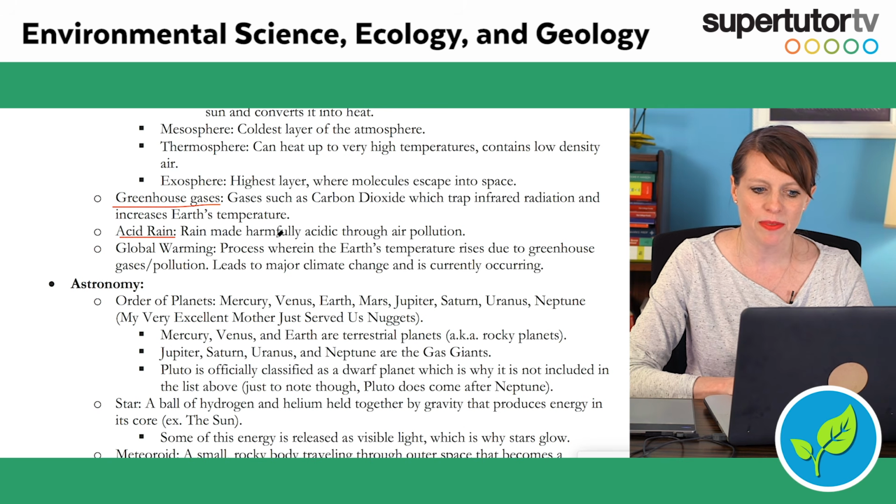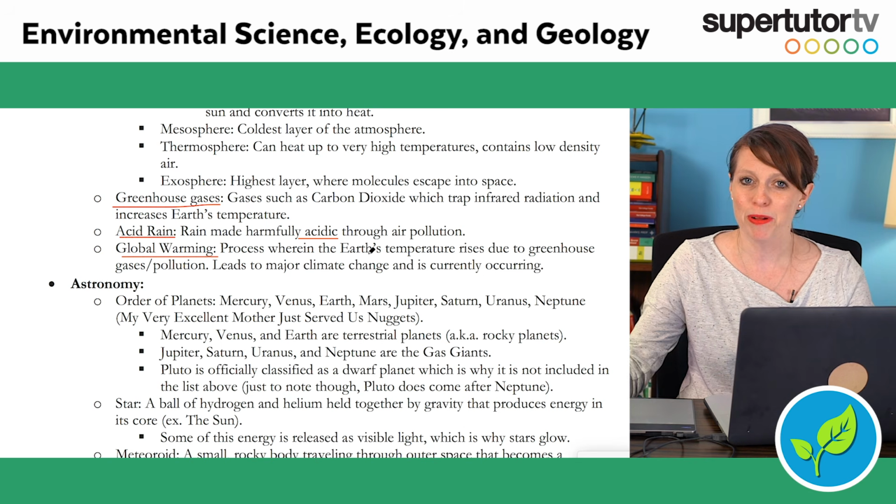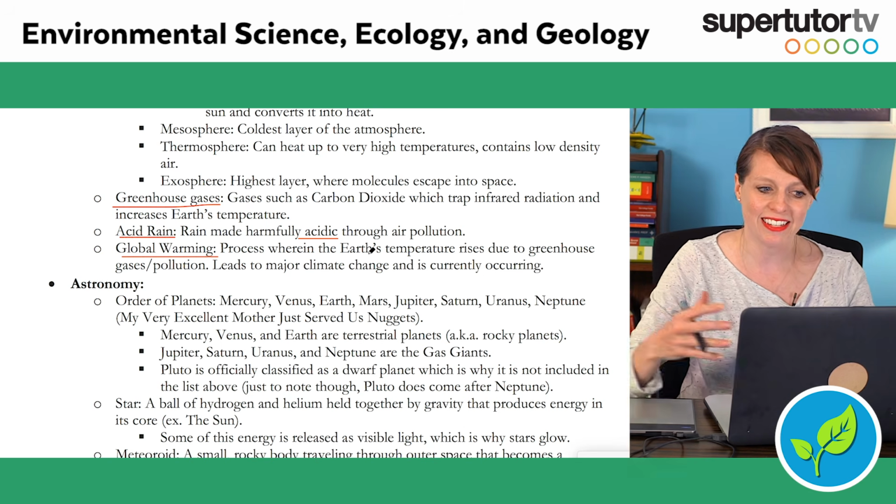Acid rain, that's something that's made harmfully acidic, and it's a byproduct of air pollution. And global warming, you should know the basic definition of global warming, which is basically that Earth's temperature is rising, and pollution leads to this, carbon dioxide leads to this.